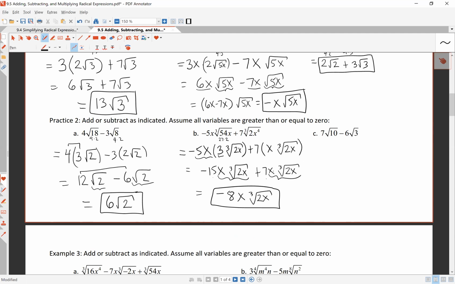Letter C, 7 square root of 10 minus 6 square root of 3. Square root of 10 is simplified, square root of 3 is simplified, but they are not like radicals. So this is already simplified.